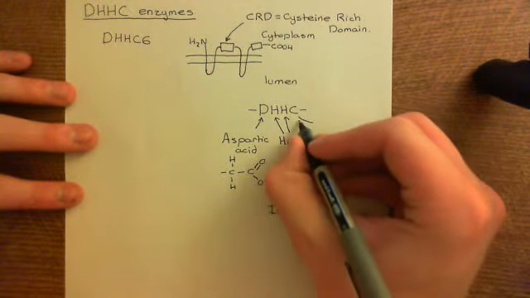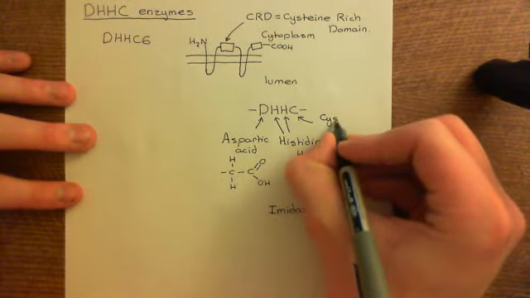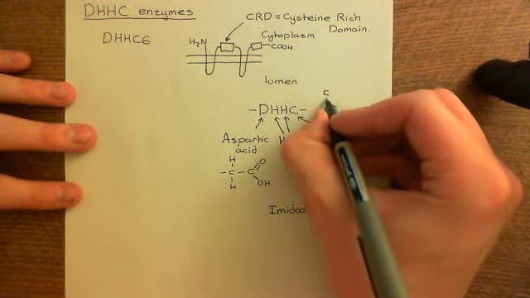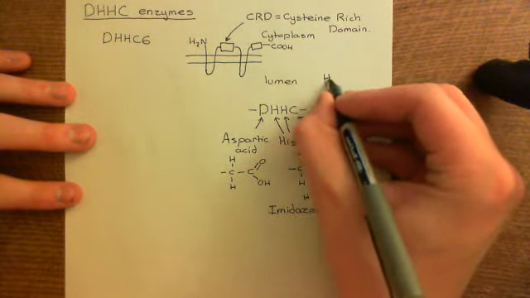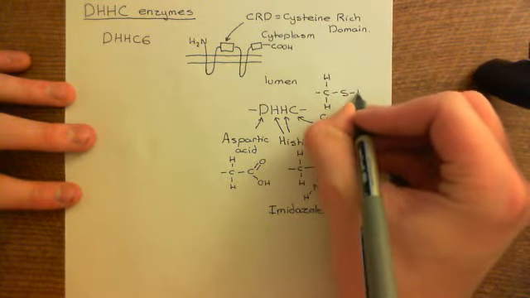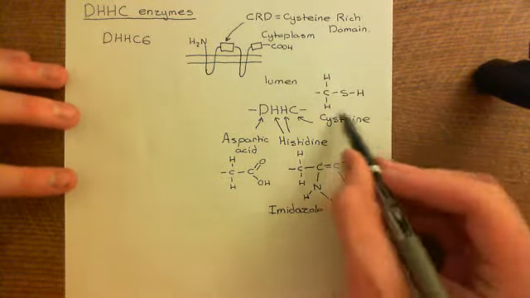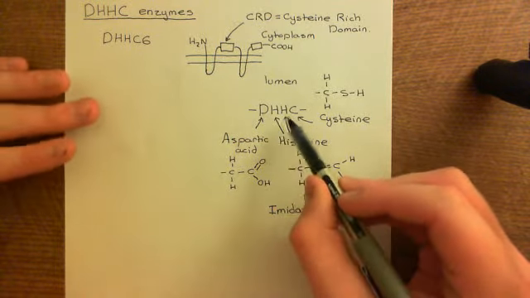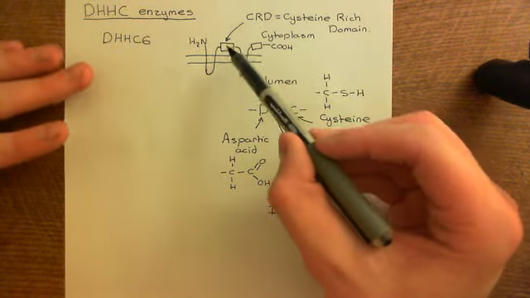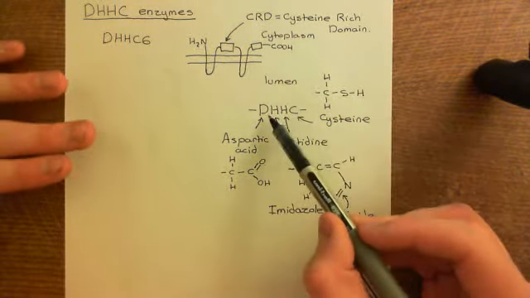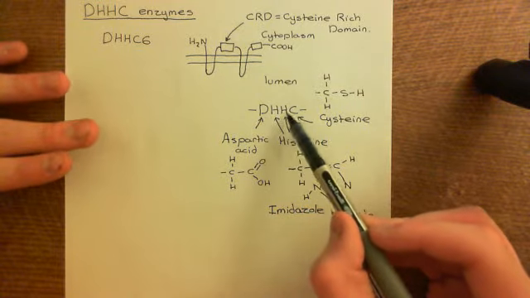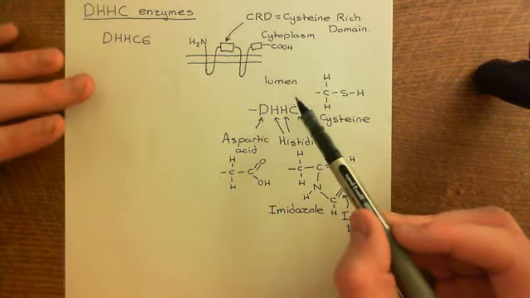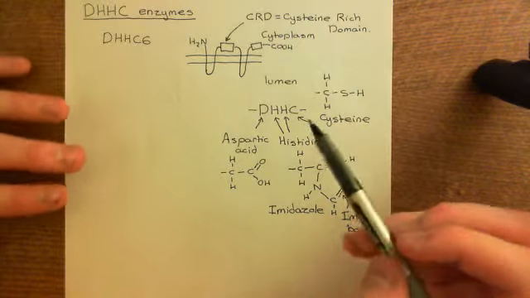And then the final amino acid here is a cysteine amino acid. We've already seen the structure of a cysteine amino acid, but just to clarify, I'll draw the R group of a cysteine amino acid. So here's the methylene group, and then off the methylene group you have a thiol group. So that's the R group of a cysteine amino acid. All of the DHHC enzymes have a cysteine-rich domain, and within that cysteine-rich domain they have this conserved sequence of DHHC, which is important in catalyzing the palmitoylation of cysteine residues on proteins.